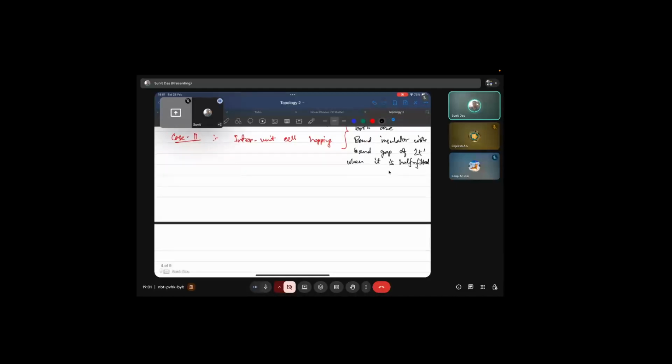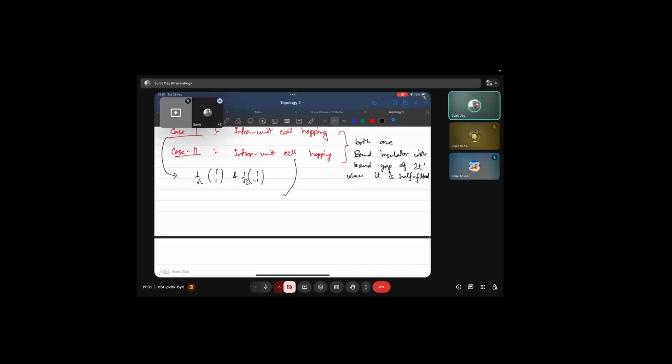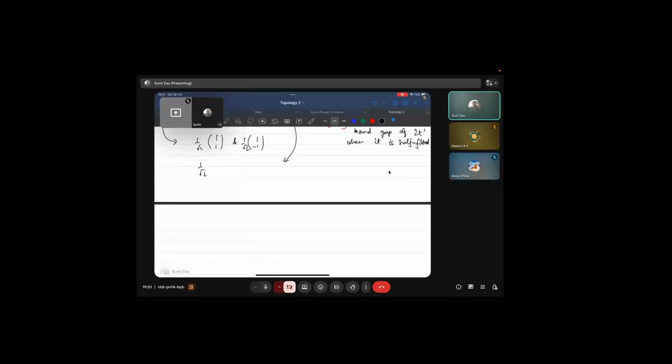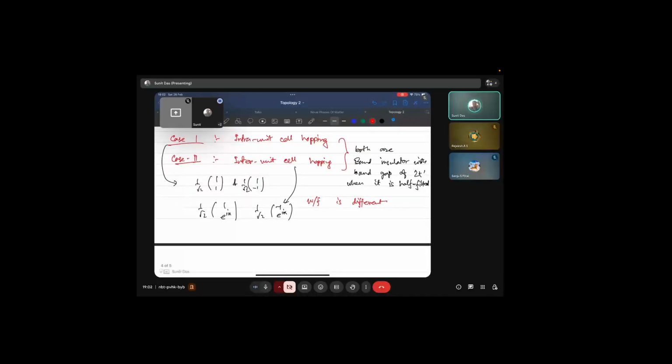Now, what was the difference? In case one, we had simply eigenstates as 1 by root 2 (1, 1) and 1 by root 2 (1, minus 1). And in this case, 1 by root 2 (1, e to the power ik) and 1 by root 2 (minus 1, e to the power ik), right? So the wave function differs. You already get a feeling that depending on the hopping strength, you have a band insulator.